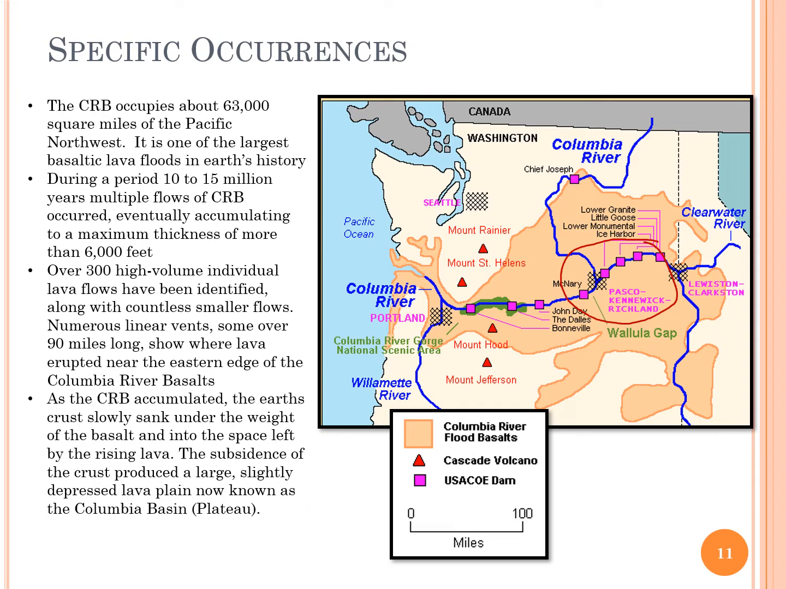And I've also shown here a couple of different spots where we have some rather significant volcanoes from Mount Jefferson up to Mount Rainier and beyond. These volcanoes really have nothing to do with the basalts themselves. They're just much more recent phenomena unrelated to the Columbia River basalts.